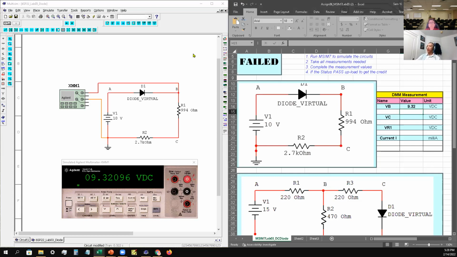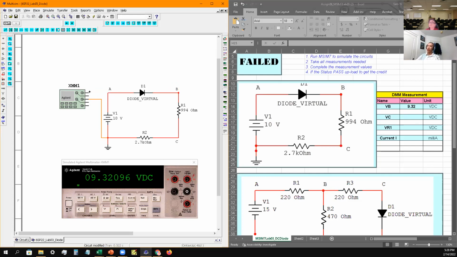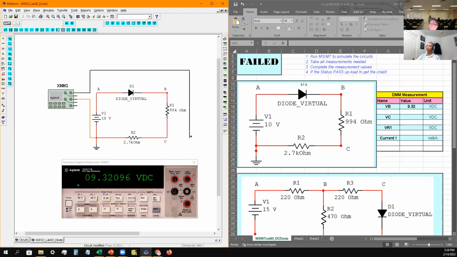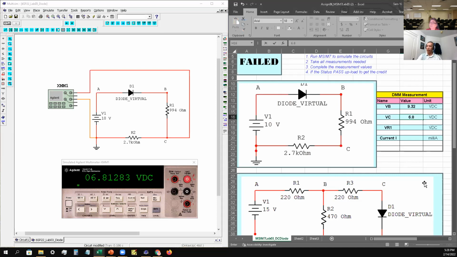Okay, and then VC, the same thing. I'm going to disconnect the high and run my wire from the high all the way to point C. Turn on my simulation and collect my data. My data there says it's 6.81.